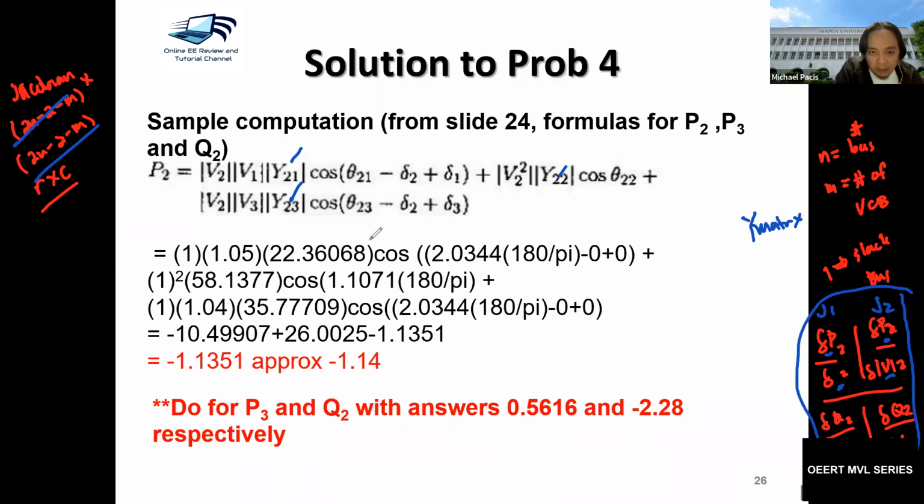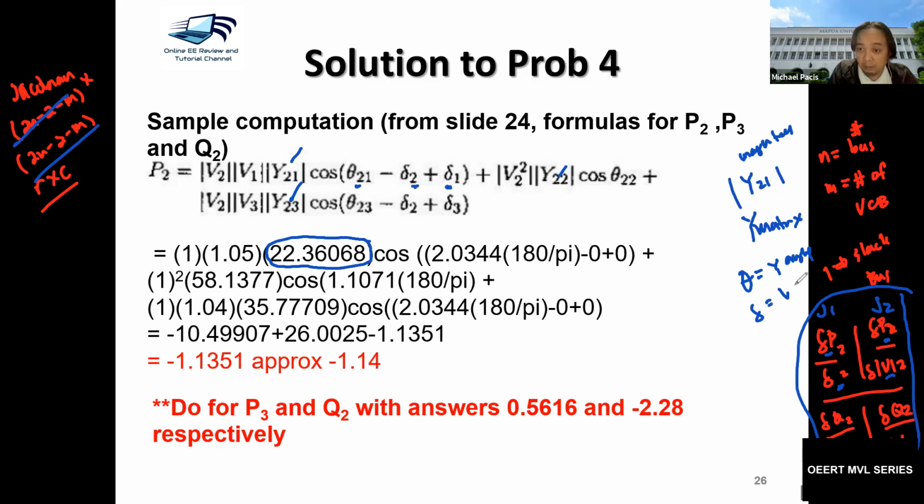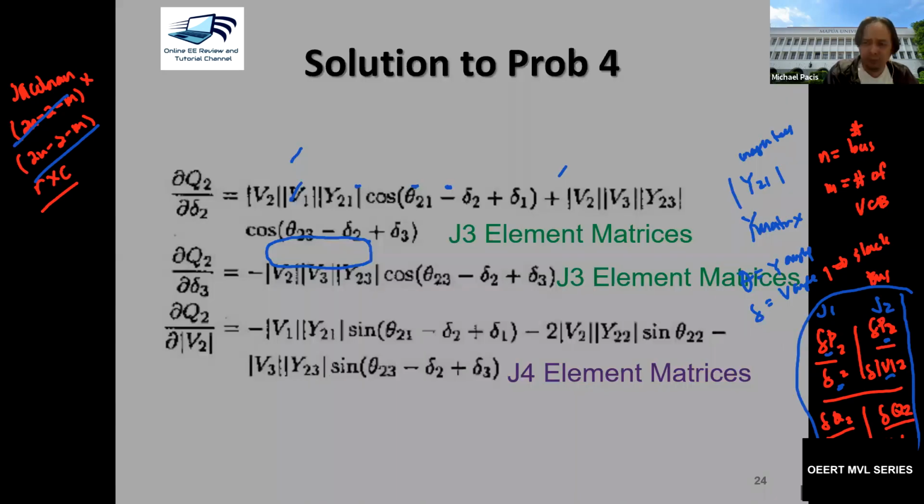One sample. How did you get 22.3608? So Y21. Bar angle means magnitude, ha? Magnitude lang, because the angles are already mentioned here. Yung theta, as I mentioned, is the angle of Y. Alpha, o yung rho, is the angle of the voltage. Okay, move forward ulit tayo. O move backward. Dun sa Y matrix, Y21, no? Row column lang yan.